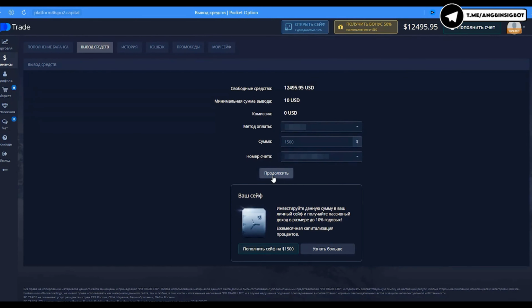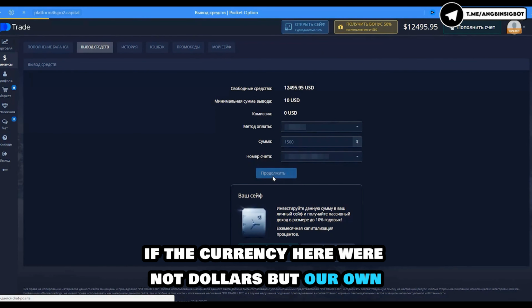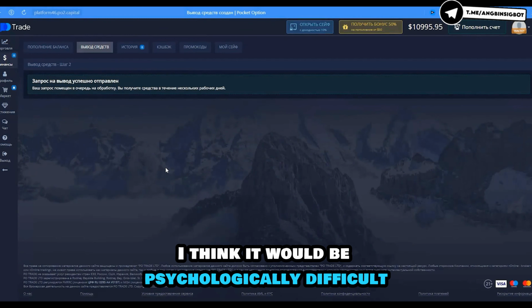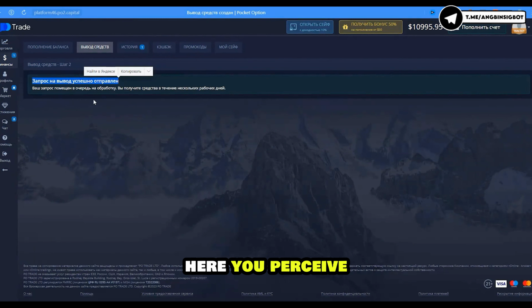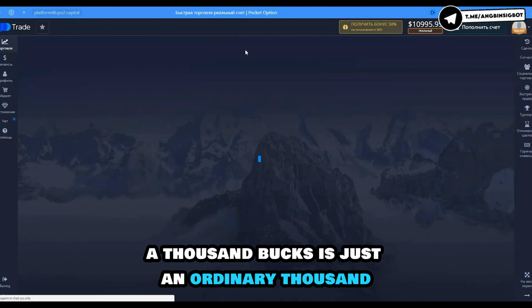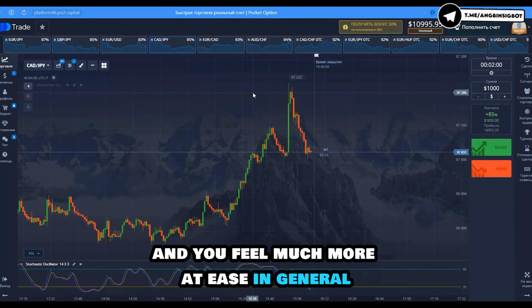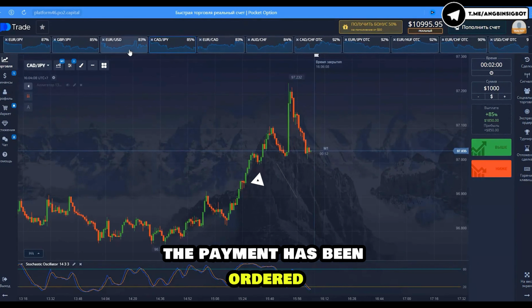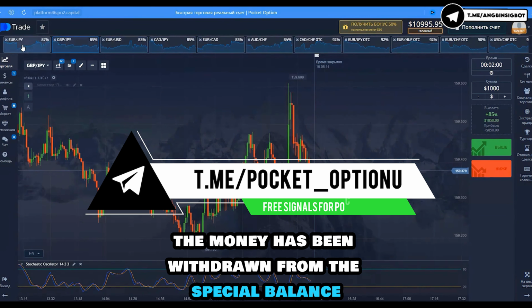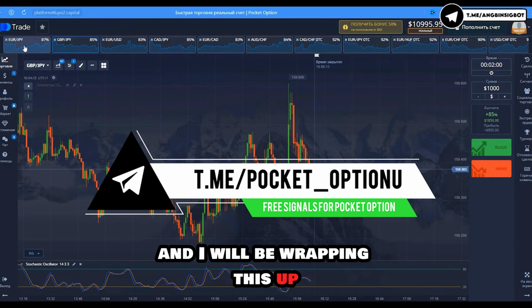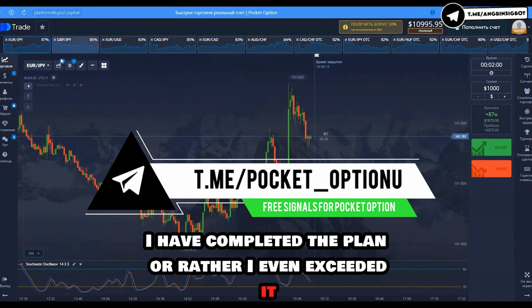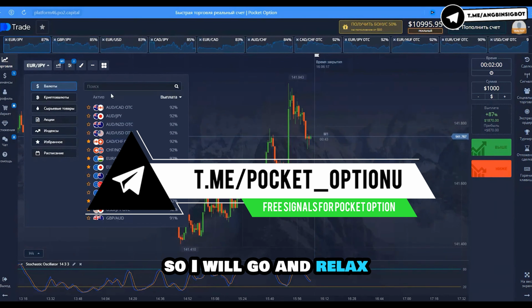By the way, if the currency here were not dollars but our own, I think it would be psychologically difficult for me to raise such an amount. Here, you perceive $1,000 as just an ordinary 1,000, and you feel much more at ease. In general, the payment has been ordered, the money has been withdrawn from the special balance, and I will be wrapping this up. I have completed the plan, or rather, I even exceeded it, so I will go and relax.